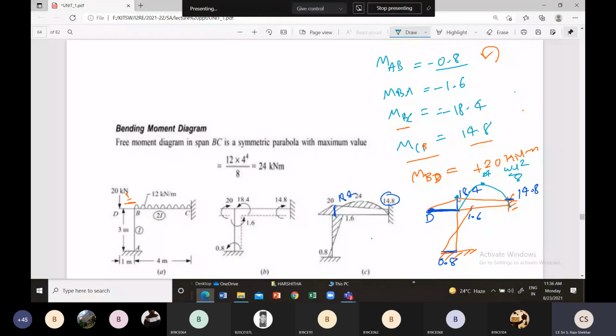Here moment at this location is 20 kilonewton meter. And just join this. So this is the negative moment. This is net negative. And this will be net positive bending moment diagram. This is negative and this is also negative, but it will change the sign. Why? Because of the applied load, depending upon the applied load, it is going to change like this.